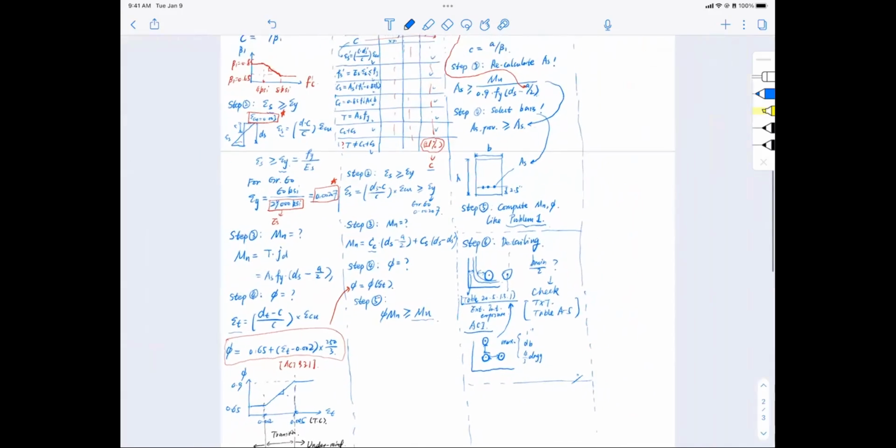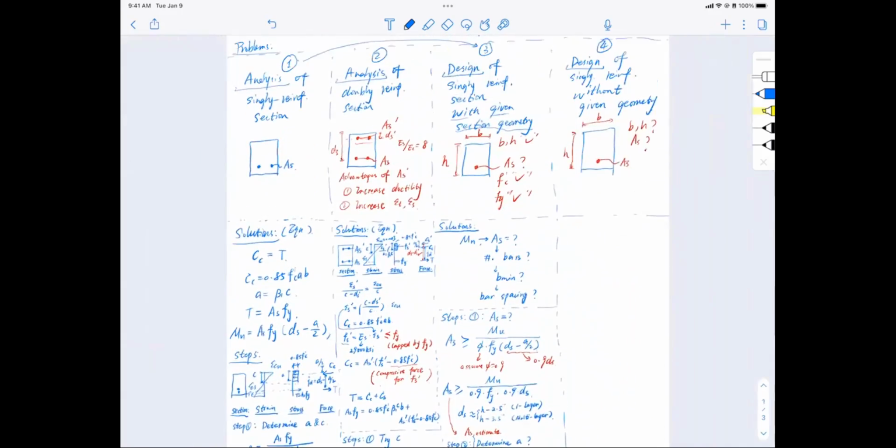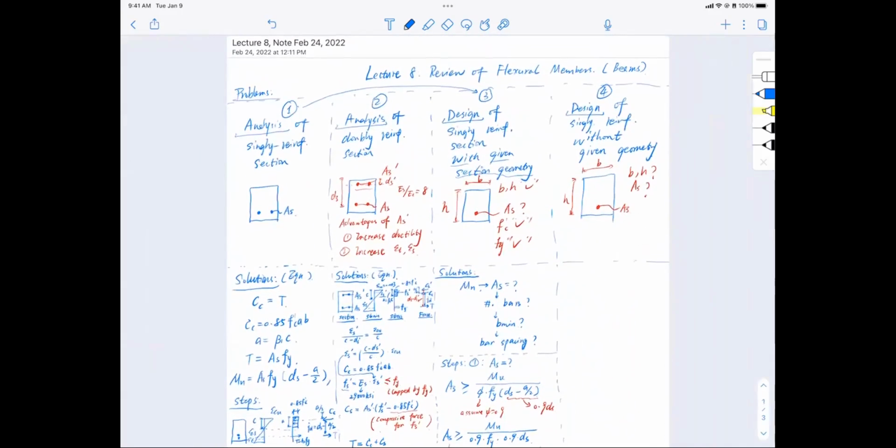Okay, you're done. So that is, my friends, design for a singly reinforced section with given section geometry, meaning you know the size. You need the size, you know the size. Now, number 4. What is number 4? Oh, number 4 is a little bit complicated. Remember last lecture we said something about it?